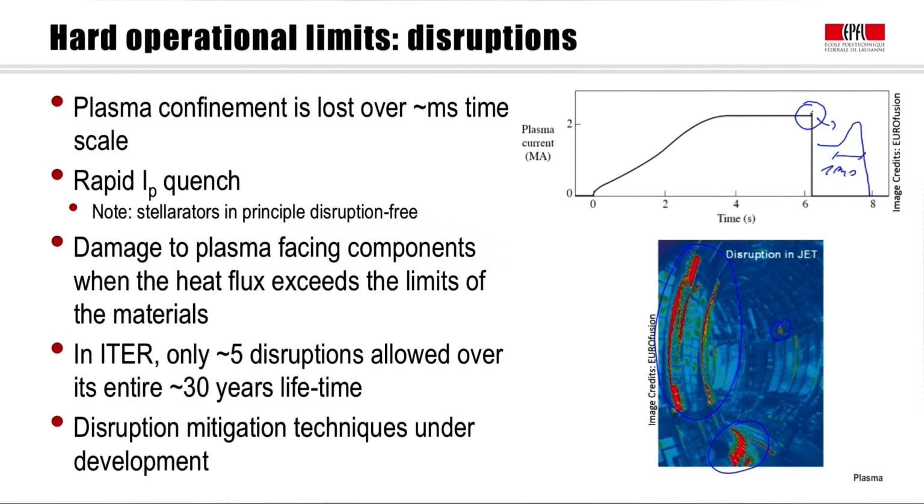But in fact, this spike in the plasma current is what we call a disruption precursor. If we can detect it, and we usually can detect it very efficiently, then it is possible to apply disruption mitigation techniques that in fact mitigate the damage to the plasma wall due to a disruption.